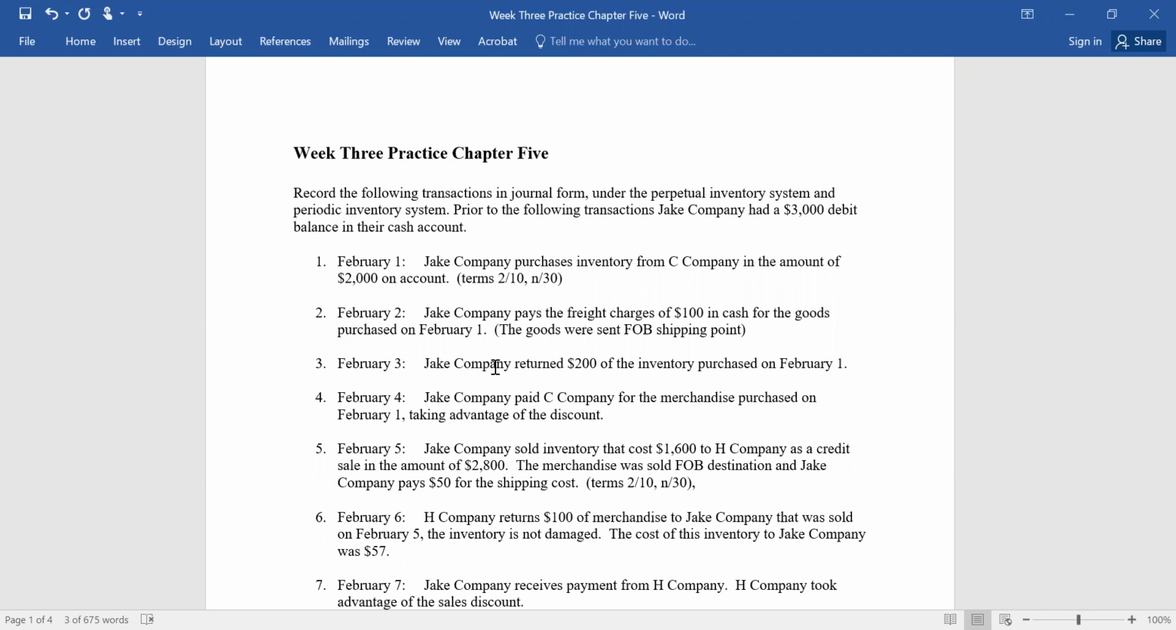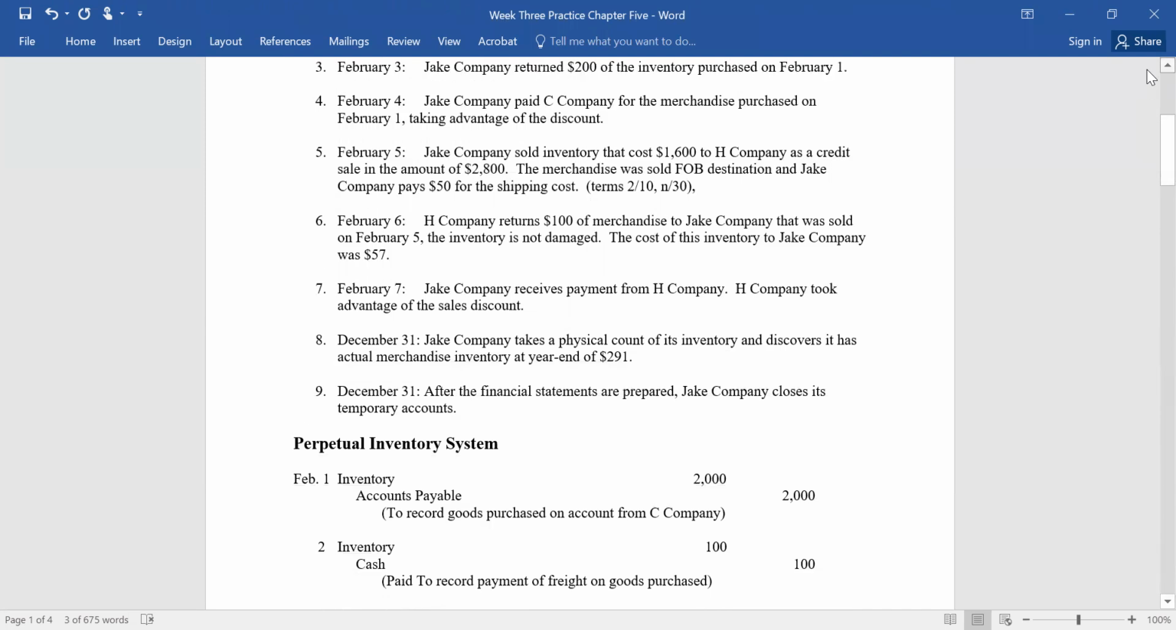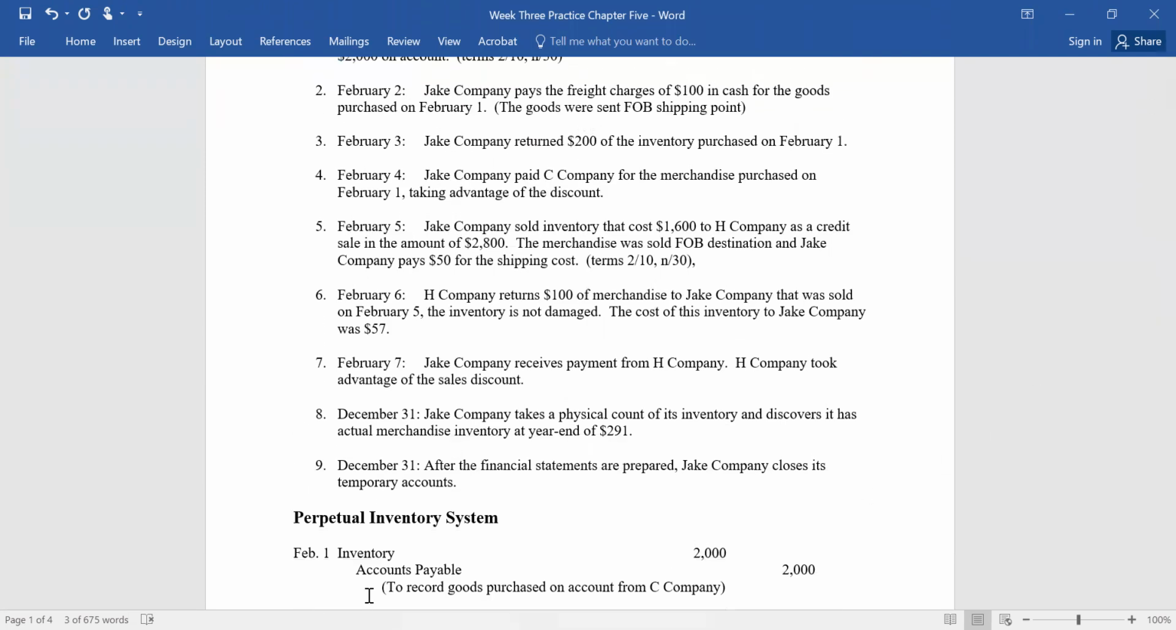First thing, and we're doing perpetual inventory first. First item is Jake purchases inventory from C company in the amount of $2,000 on account. The terms are 2/10, net 30. So first thing I'm going to do is debit inventory and credit accounts payable for that $2,000.